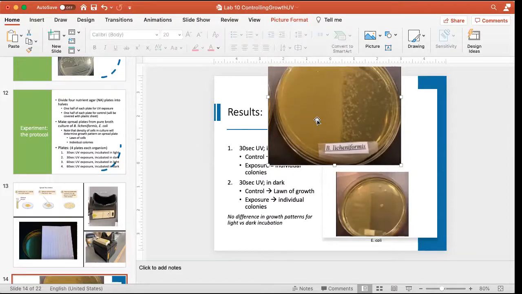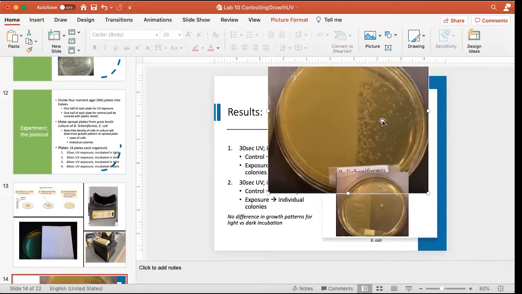This is the side of the plate that had the index card over it in the UV box. This is the side of the plate that didn't have the index card over it. This plate was exposed for 30 seconds to ultraviolet light, and then it was put in the incubator. So some colonies grew, right? A fair number of them, really. Look at all those colonies.